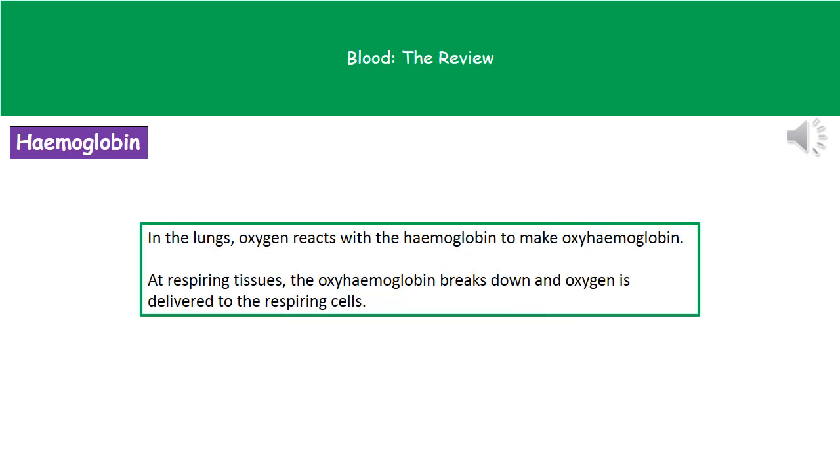So haemoglobin then we know is a protein, and what actually happens is as it gets to the lungs, the oxygen there reacts with the haemoglobin to make this chemical called oxyhaemoglobin. When the oxyhaemoglobin reaches the respiring tissues, then it breaks down and releases the oxygen, and that's then delivered to those respiring cells.